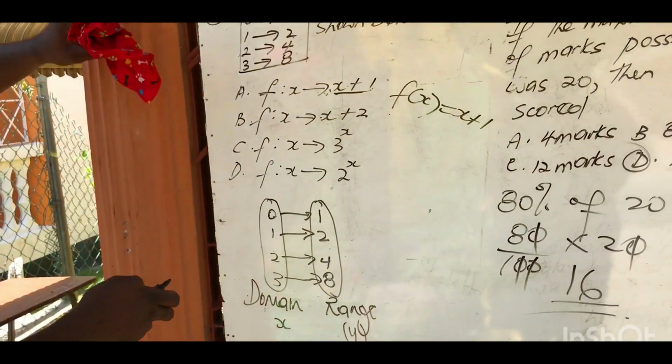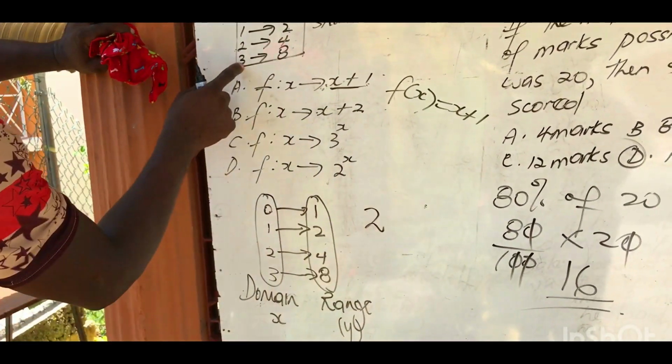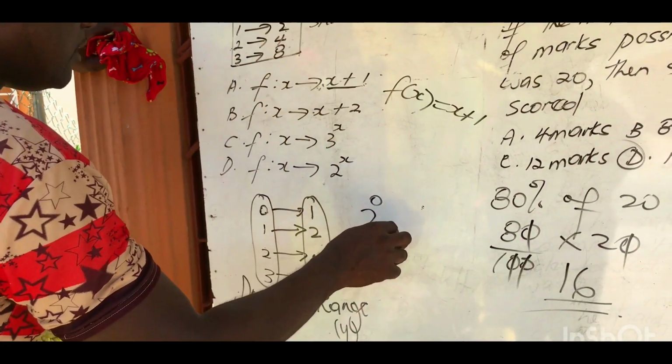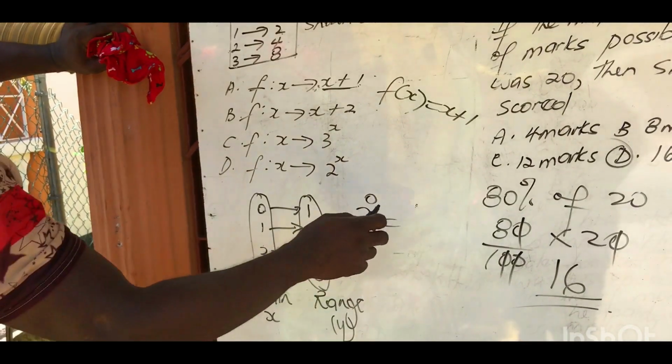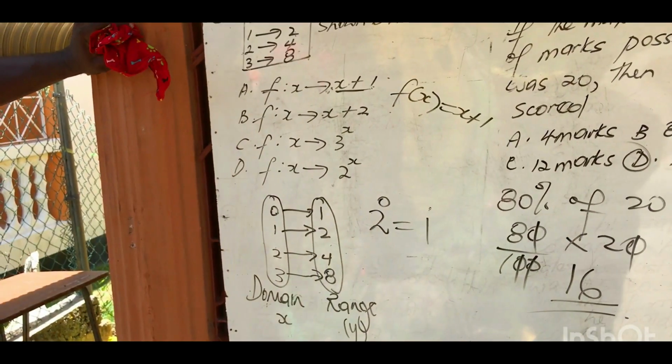But we could also prove it. Because 2 raised to the power of x, x here being 0, any quantity basically raised to the power of 0, except for 0, is really 1.